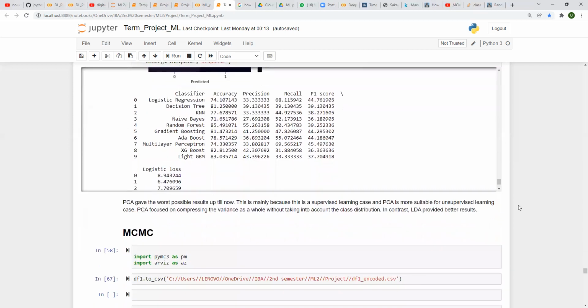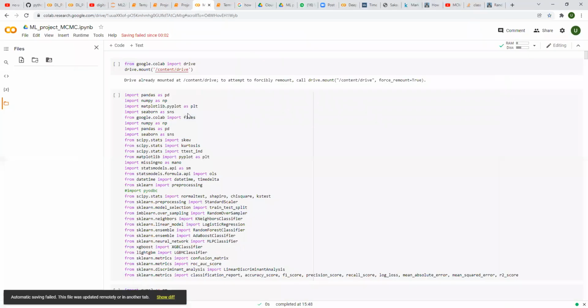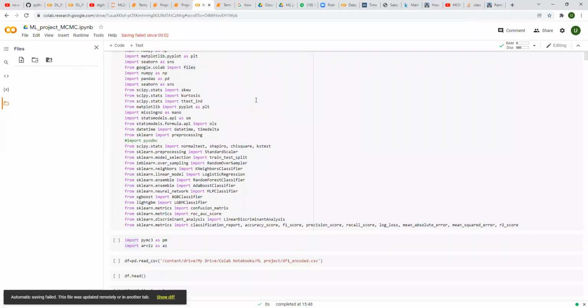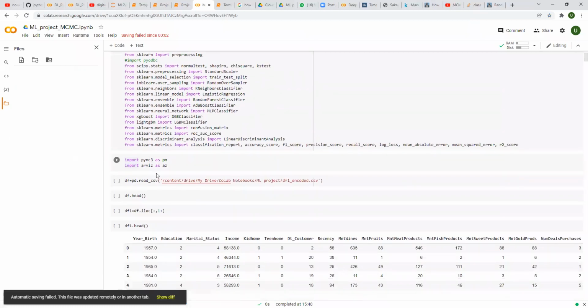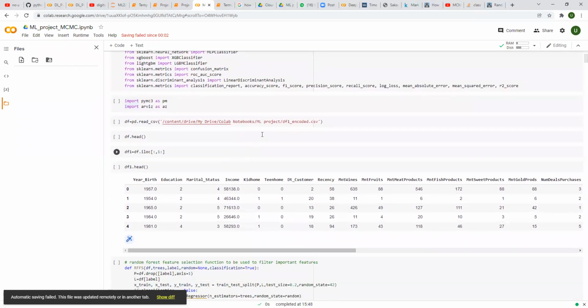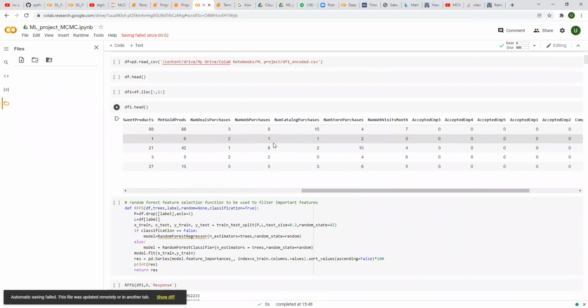And if we move towards the MCMC, I did MCMC on Google Colab instead of Jupyter Notebook because it was taking too long for the chains to converge. So this is the Google Colab file. So all the initial steps have been done, imported the relevant libraries, PyMC3 and ArviZ, because we're going to use this to converge the chains and form a model. And this is the encoded data frame that I put into my drive. And this is the preview of the data set. All of them are encoded.